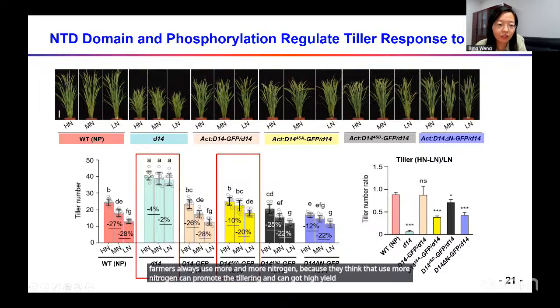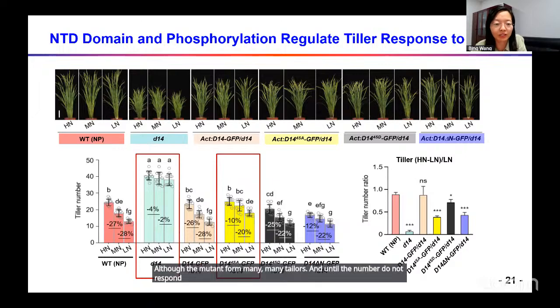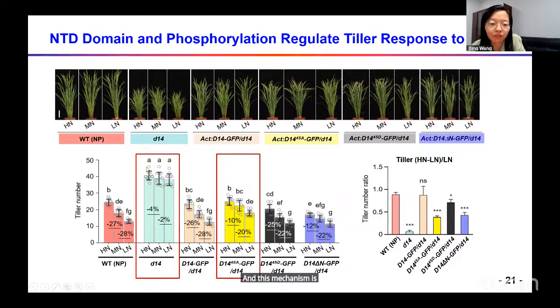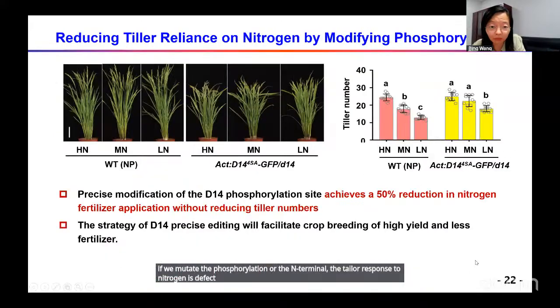But in the D14 mutants, although the mutants form many tillers, the tiller number does not respond to low nitrogen. That is to say, D14 is the key protein to mediate this process. And this mechanism is dependent on phosphorylation and the N-terminal, because if we mutate the phosphorylation site or the N-terminal, the tiller response to nitrogen is defective.